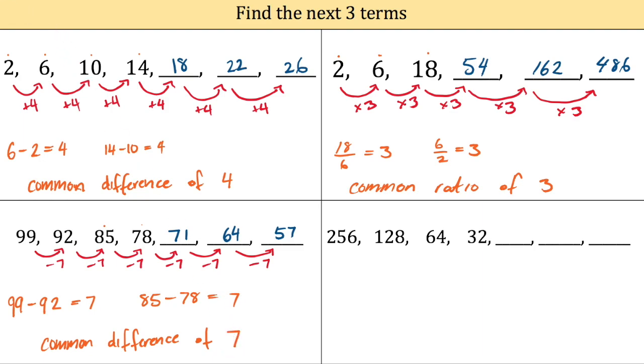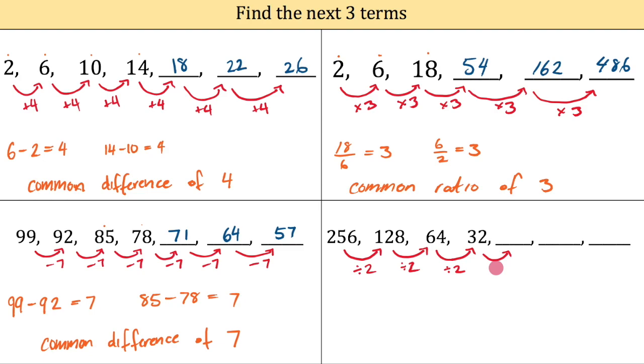Let's now come to our last one. So we have 256, 128, 64, and 32. Now you might be thinking, oh my goodness, these numbers are so big, how do I do this? Well, let's just look at the smaller numbers first. How do I get from 64 to 32? Well, it's obviously dividing by 2. And then I can come over here and go, well, that makes sense because 128 divided by 2 is going to give me 64, and 256 divided by 2 is going to give me 128.